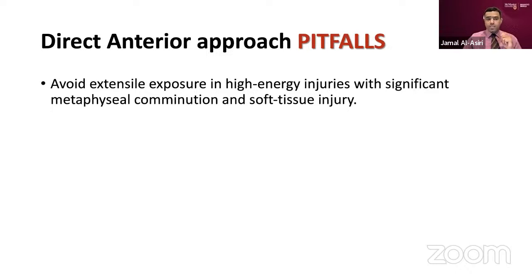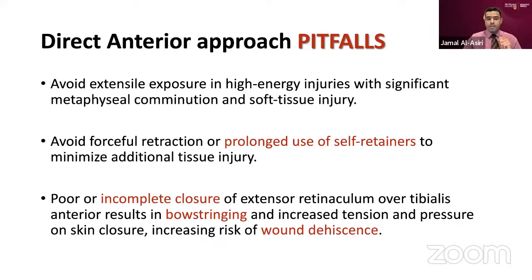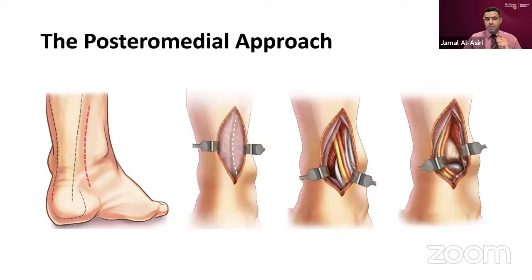Pitfalls for the anterior approach: avoid extensile exposure in high energy injuries with significant metaphyseal comminution and soft tissue injury. Avoid forceful retraction or leaving the retractor in for a long time. And a poor or incomplete closure of the extensor retinaculum over the tibialis anterior results in bowstringing and increases the risk of wound dehiscence and infection.